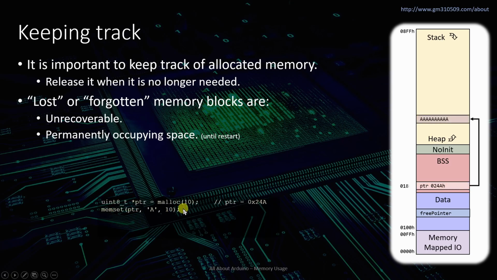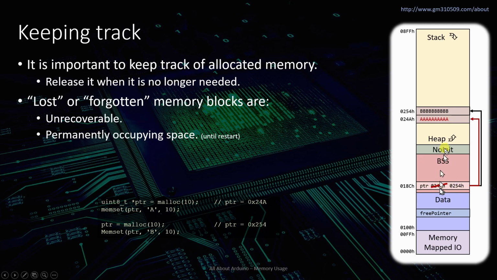So let's look at an example. Again we'll allocate 10 bytes and set it to the value AA. And then what we'll do is just reuse that pointer and malloc another 10 bytes without doing anything else, and then memset it to B. So what happened there is the 24A pointer, the value that was there, is simply overwritten with the new value, which points to this new block, 254.